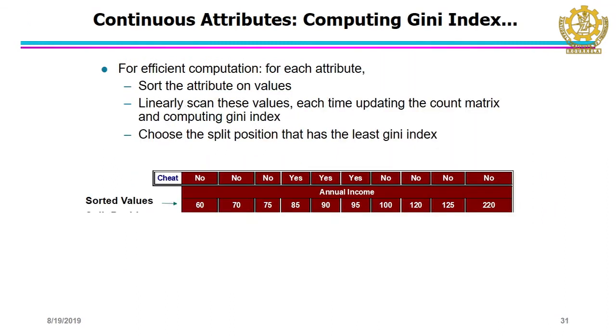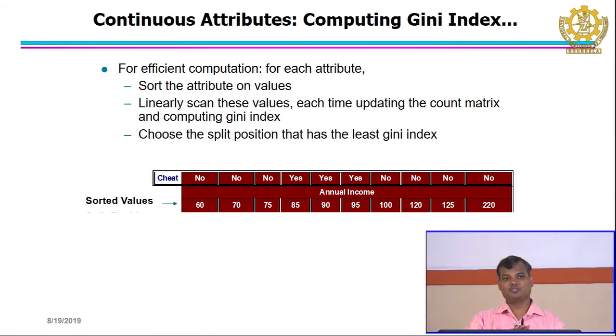Here we have chosen 80 based on, let us say, income and so on, but we do not have any concrete logic for why we have chosen 80. What can we do? We can sort all the incomes, say income started from 60 to 220 and we sort them here, and obviously we have to arrange the class levels accordingly.